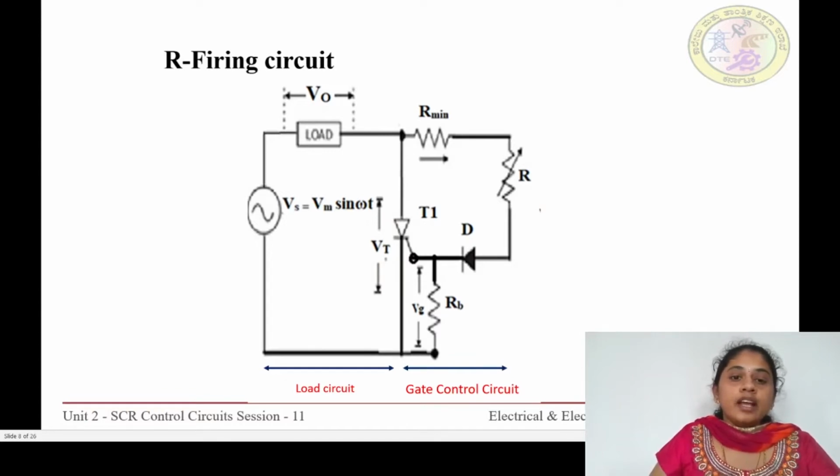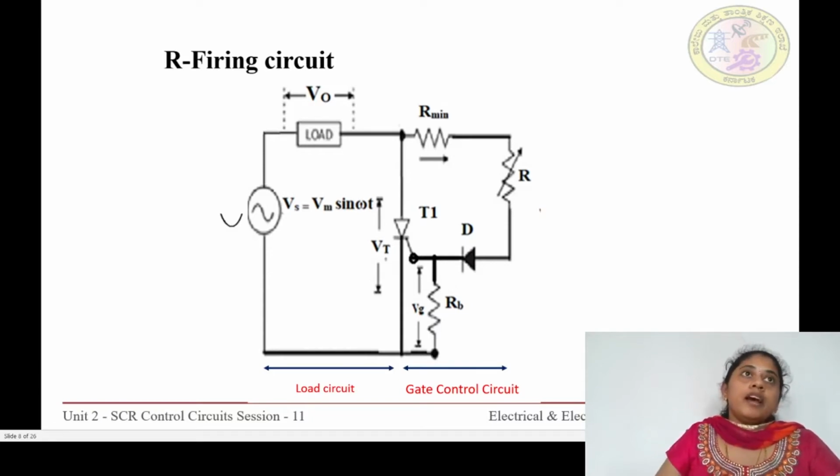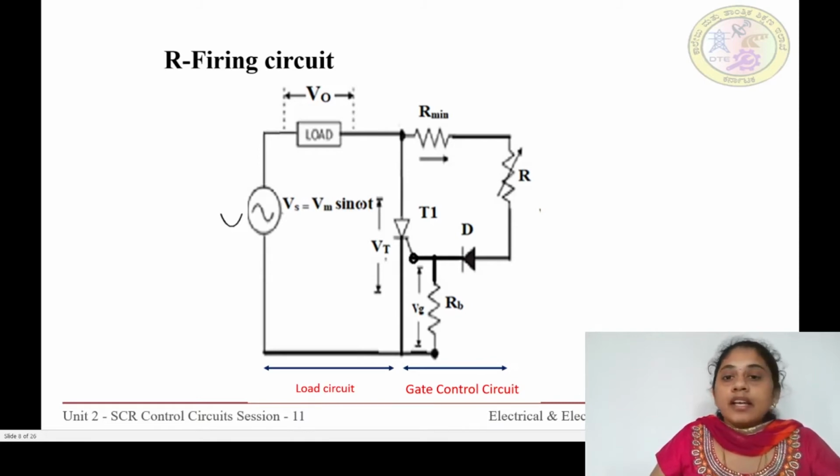Next, let us take the next condition. What happens in the negative half cycle of the supply? In the negative half cycle of the supply, please memorize the characteristics of SCR. In the characteristics of SCR, it does not conduct in reverse bias condition.